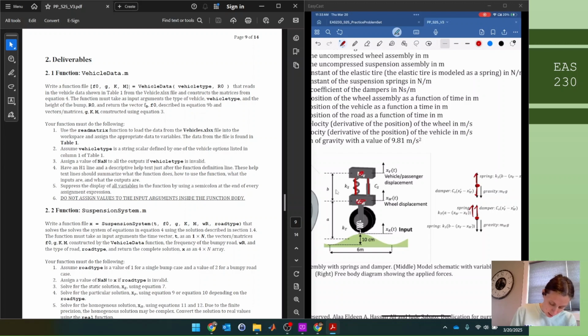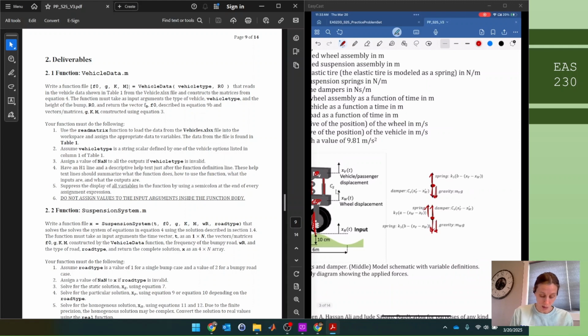So these are my dots. And then we have gravity pulling it down. Gravity pulling the axle down, and then here we have the wheel as another spring that's modeled. So your tire is modeled as an elastic spring. Okay, so there's our free body diagram.